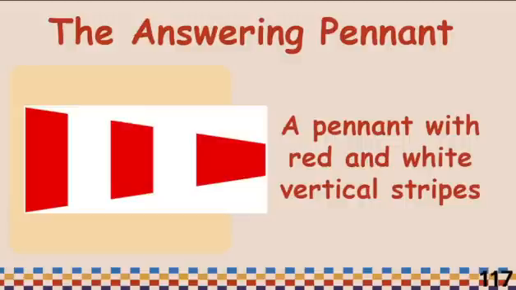The answering pennant. As you can see in our image, the answering pennant has white and red vertical stripes. It is used to acknowledge a signal, or in other words, I have received and understood your message.